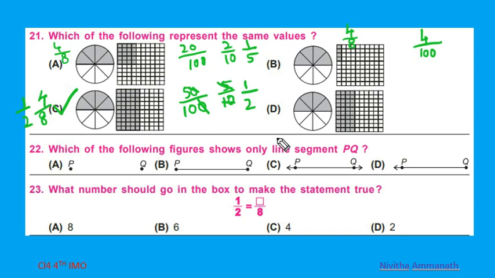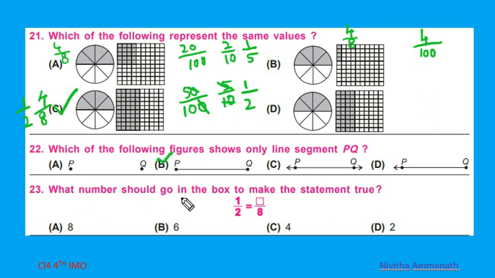Which of the following figures shows only line segment PQ? Line segment means we put a line and then one dot is here and here. But if we put this arrow, that is line. This is line segment. If we put 2 dots, that is line segment. So B is the correct option.